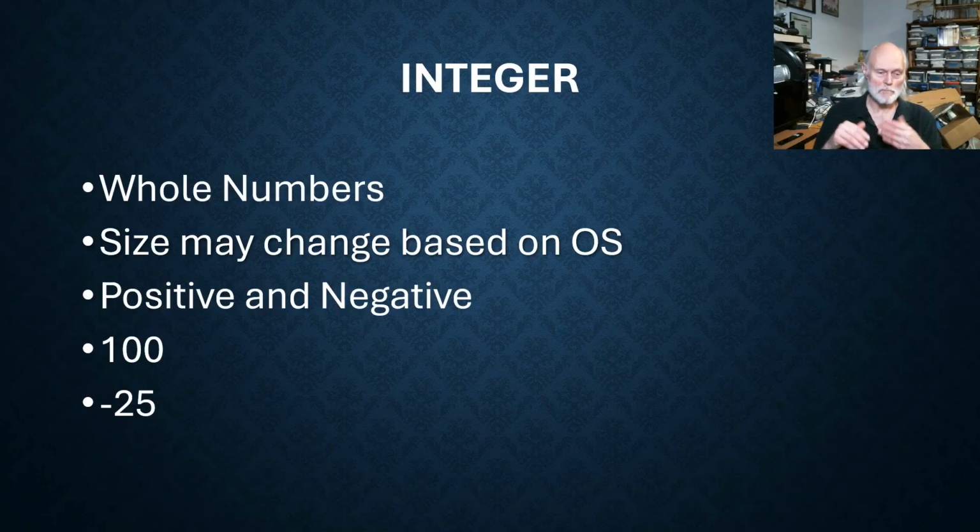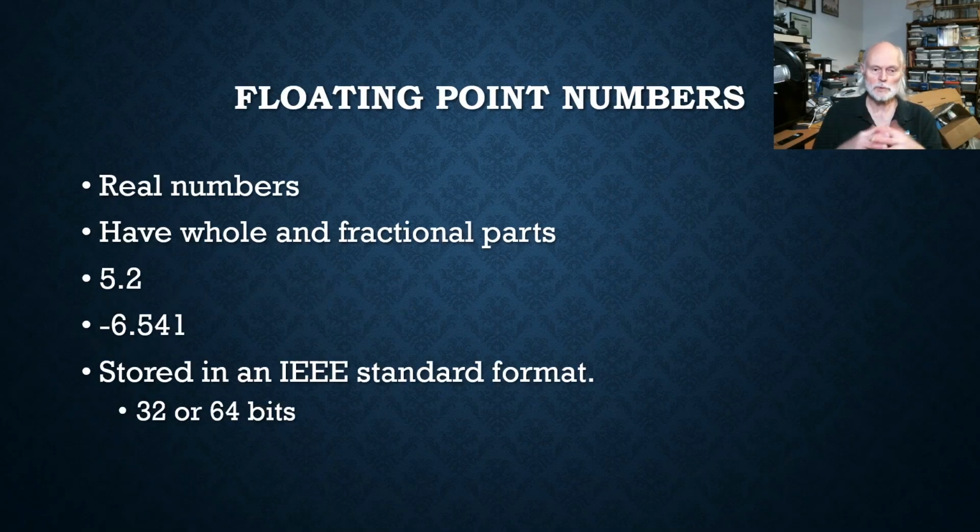The size or maximum size may change depending on the OS. Positive and negative values like 100, negative 25. Floating point numbers, these are real numbers. They're a whole and a fractional part, 5.2. They're stored in a format that's defined by the IEEE, and they're either 32 or 64-bit values, and the number of significant digits that it stores is dependent on whether or not it's being stored as a 32 or 64-bit value.